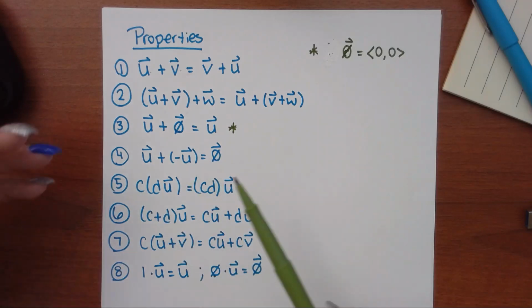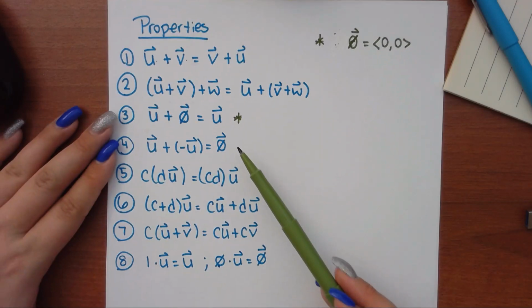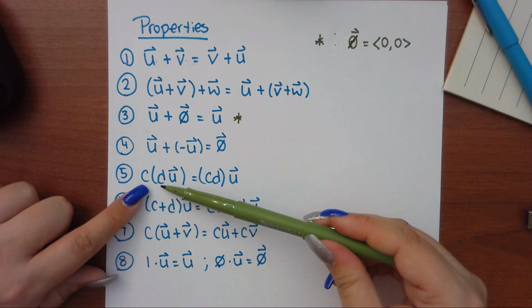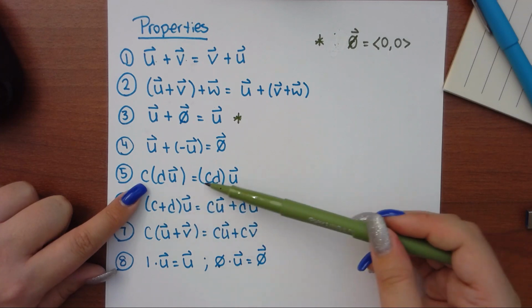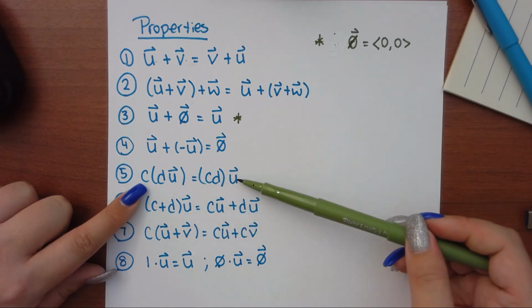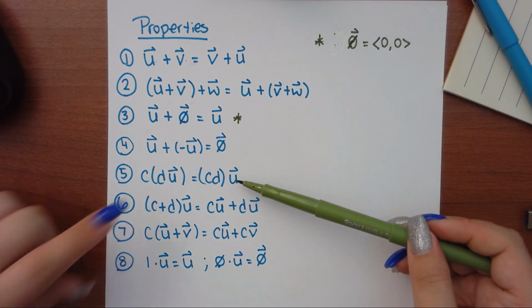Here I have two constants being multiplied to the vector. You can either multiply one of the constants first and then the other, or you can multiply those constants together and then multiply that number by the vector. So it's however you kind of want to do that.